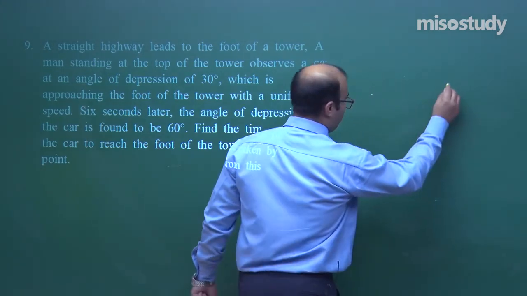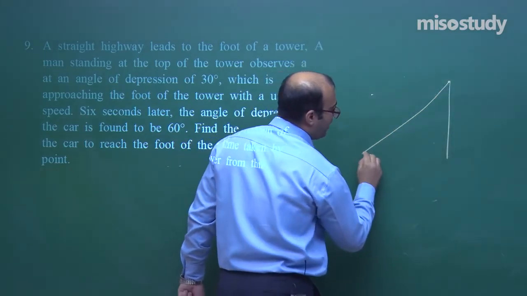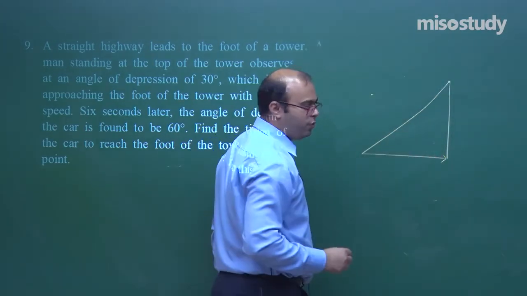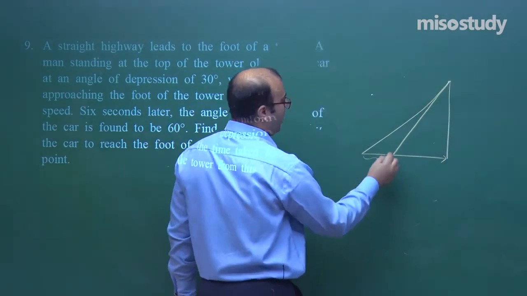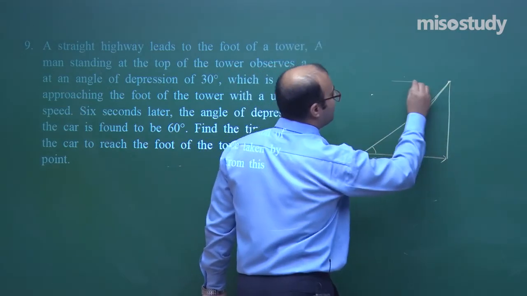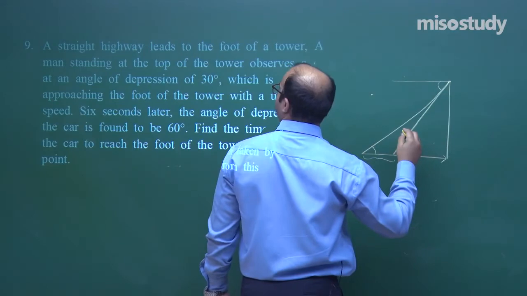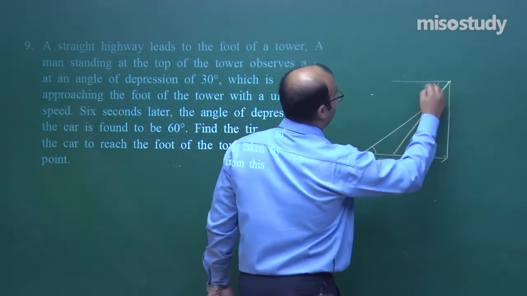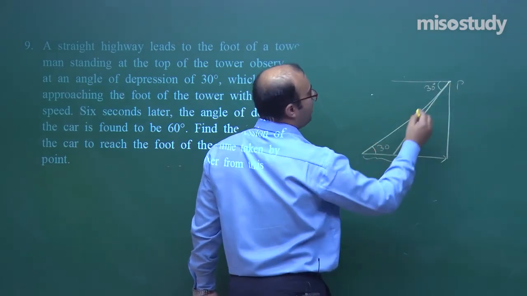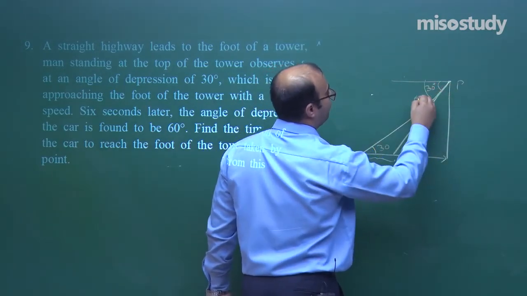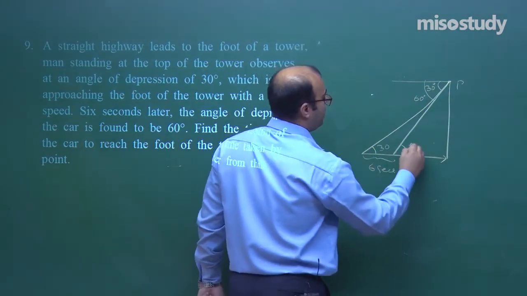So we have a tower here, we have a person standing here who is seeing a car here which is approaching this tower, obviously the foot of the tower. Now after 6 seconds, the car has reached here. Earlier the angle of depression for the person was 30 degree. That means the angle of elevation from the car to the person is 30 degree. Later on this angle became 60 degree, the angle of depression of the car after 6 seconds. So this angle is now 60 degree.